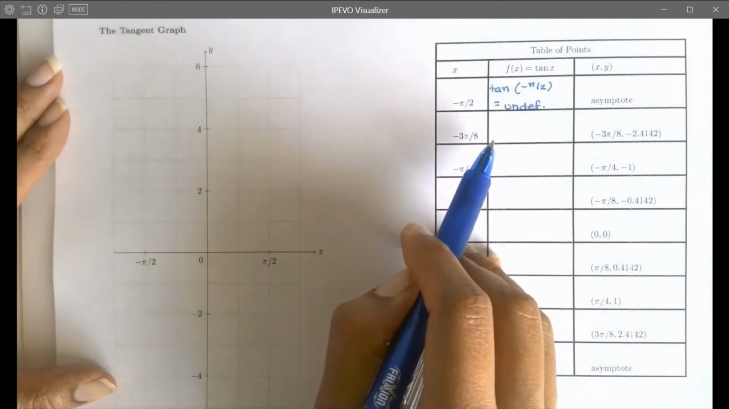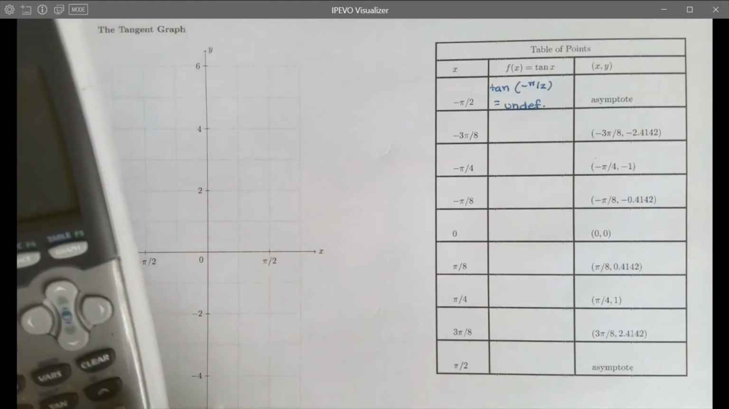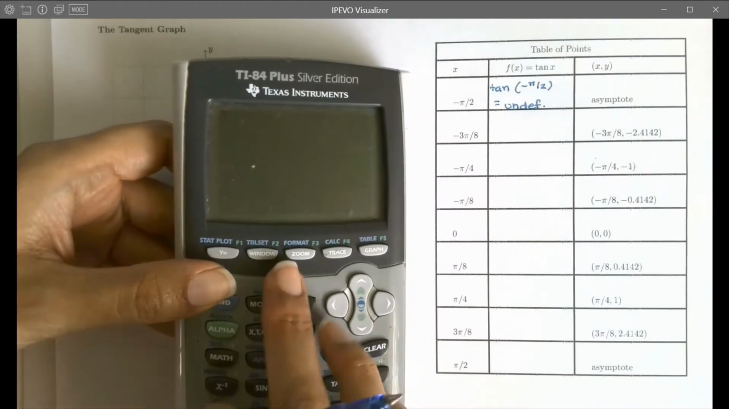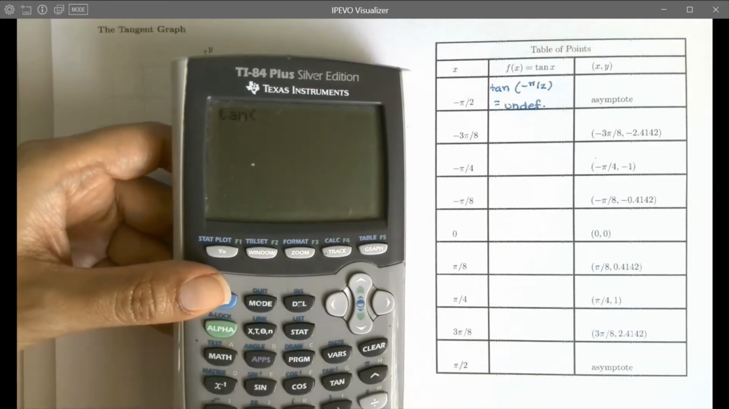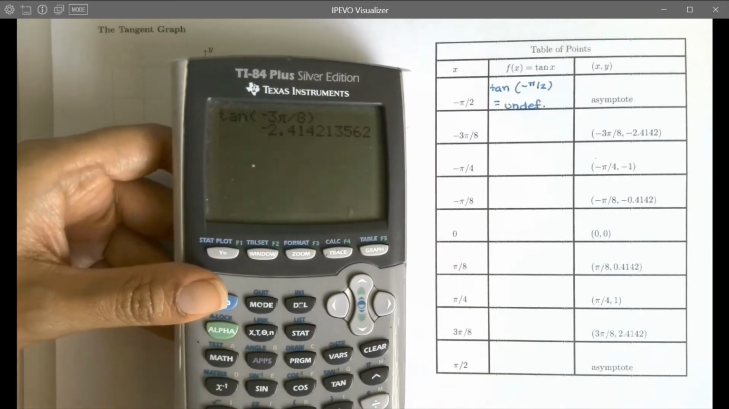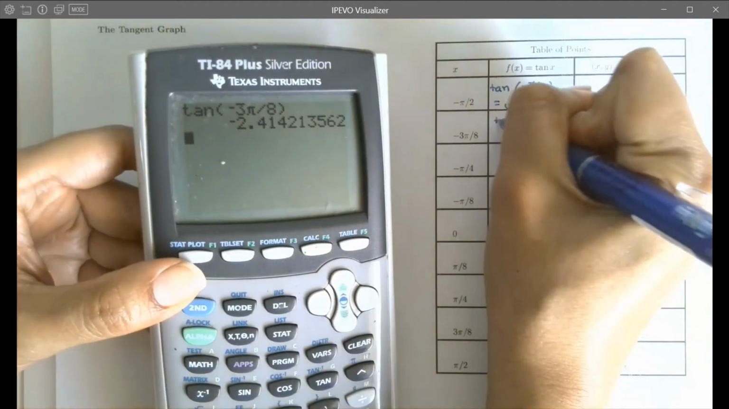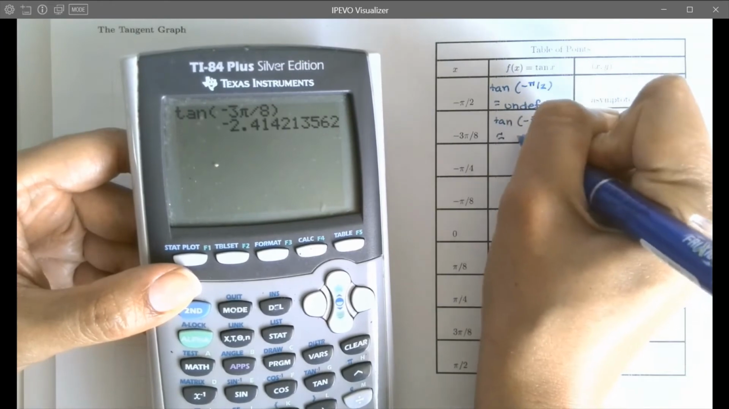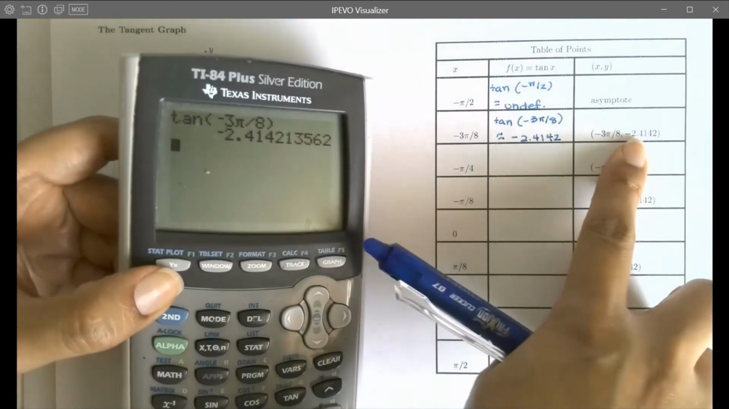Okay, now let's take a look at negative 3 pi over 8. Negative 3 pi over 8 is not something we have on the unit circle. So what we're going to do is we're going to rely on our calculator for that. Make sure that you are in radian mode before you proceed to enter that. So we'll have tangent of negative 3 pi over 8. That gives us approximately negative 2.4142, which is this y value.